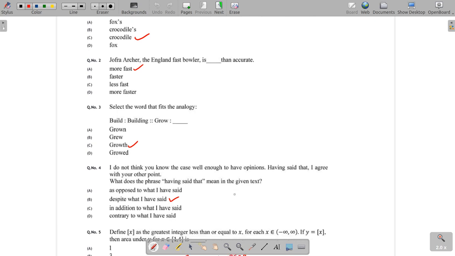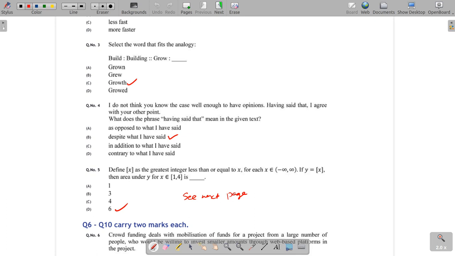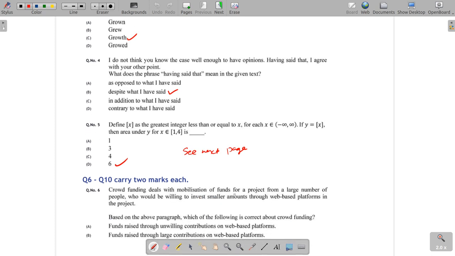Question number 4. I do not think you know the case well enough to have opinions. Having said that, I agree with your other point. What does the phrase having said that mean in the given text? It means even though I told this, despite what I have said.